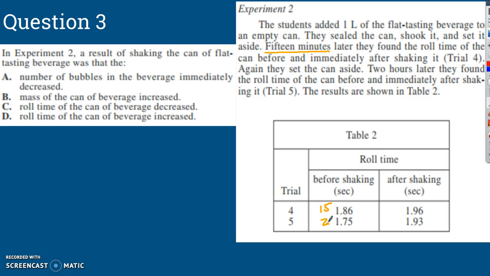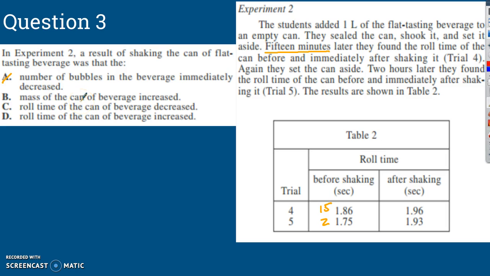What did they want to do? Did the number of bubbles decrease? Did the mass of the can increase? Did the roll time of the can decrease, or did the roll time of the can increase? Well, it looks like in both of these cases, we went from 1.86 to 1.96 and 1.75 to 1.93. And so if the number of bubbles decreased, we can't tell that one.